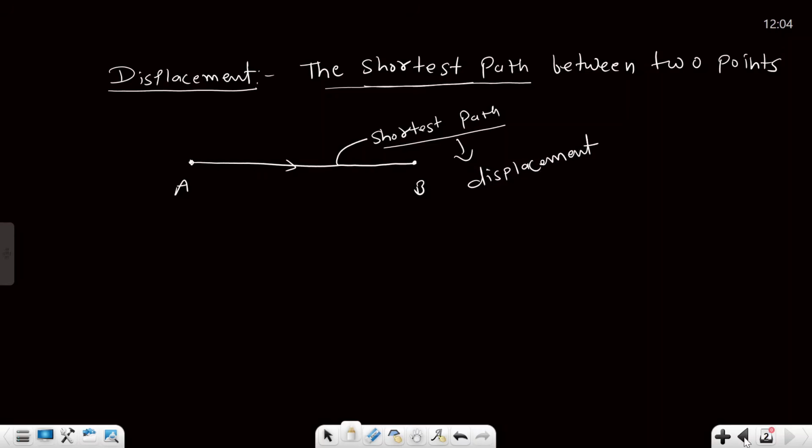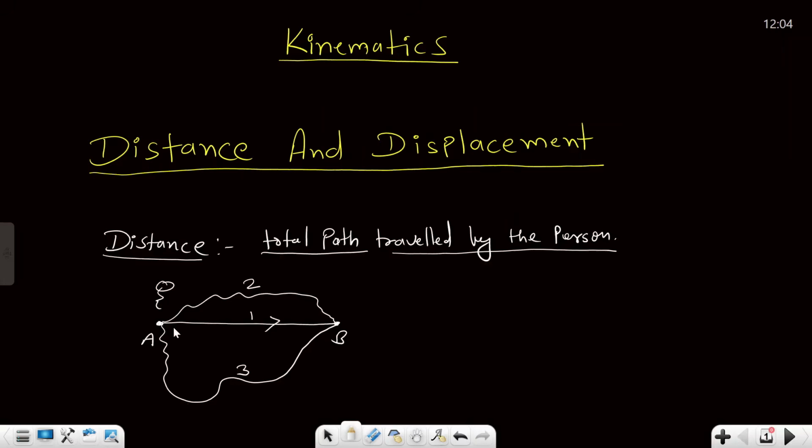So again we will go back to the slide. In this case, path 1 is the displacement, and path 2 and path 3 are distance. Also remember one thing, the displacement is also a distance. So this path A to B is also distance, because displacement is a kind of distance.